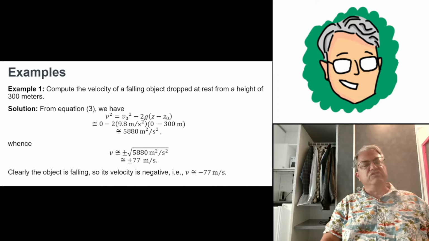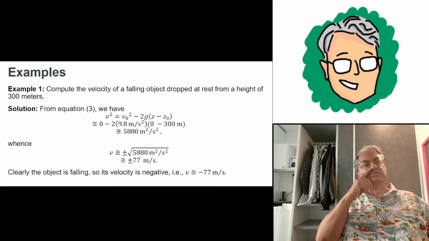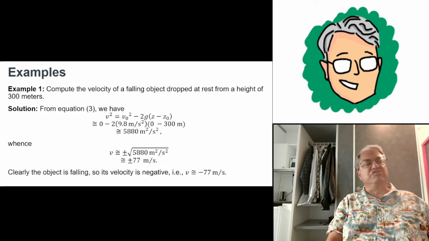So we just plug in the formula, equation 3, v squared equals v naught squared minus 2g times z minus z naught. In this case, v naught is 0 because we're dropping it. We gave it 0 initial velocity. And our final height is 0 because it falls on the ground. So z is going to be 0, but z naught is 300 meters. So when we plug in these numbers, you get v squared equals 5,880 meters squared per second squared.